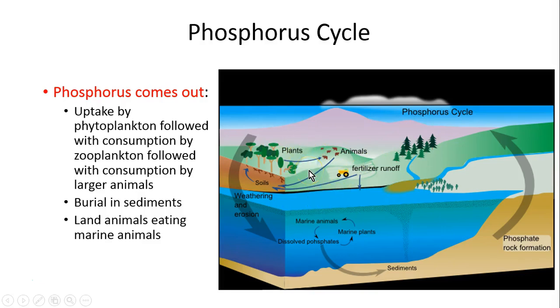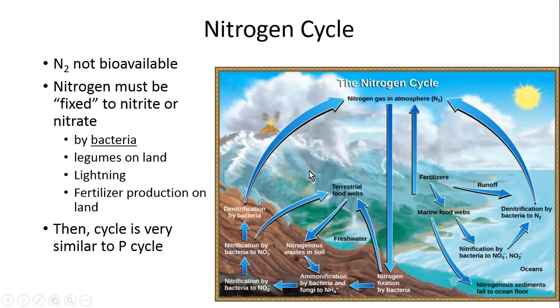The nitrogen cycle is similar, but there is an important first step before it gets to be the same as the phosphorus cycle. The majority of nitrogen is in our atmosphere as nitrogen gas. This is not available to living organisms. So nitrogen gas, or N2, is not bioavailable. Actually, I shouldn't say it's not bioavailable to all living organisms. It's just not available to plants and photosynthesizing organisms.